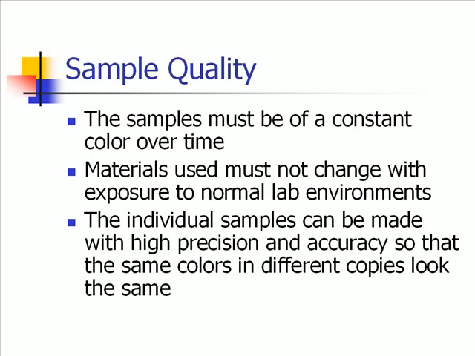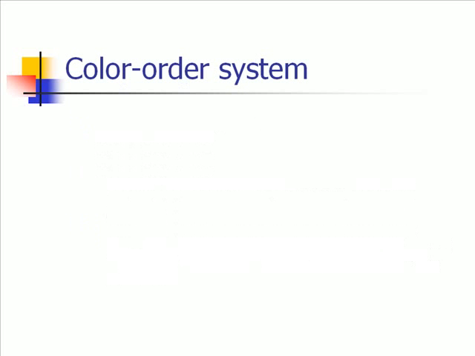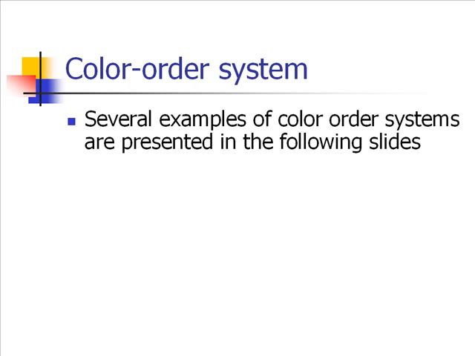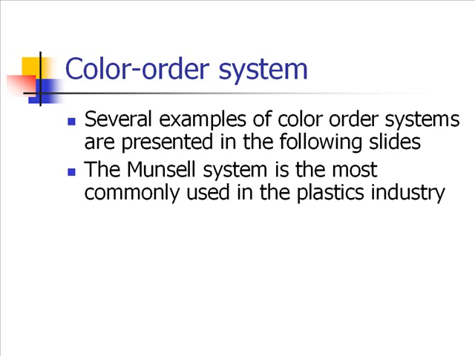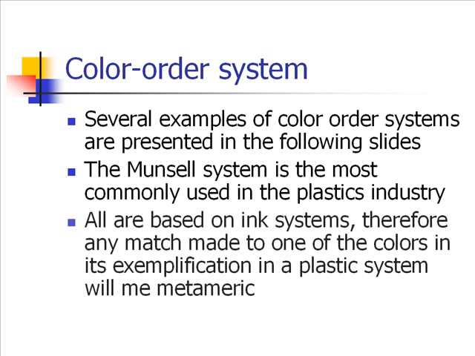Color order systems. Several examples of color order systems are presented here. I'll show you some of them. The Munsell system is the most commonly used in the plastic industry. It's been around since about the turn of the 20th century. All of them are based on ink systems. Therefore, any match made to one of the colors in its exemplification in a plastic system will be metameric. Now, there is a Munsell system in plastics, so you could buy a plastic system, but it's very expensive, several $1,000s for that. So it's not widely used.